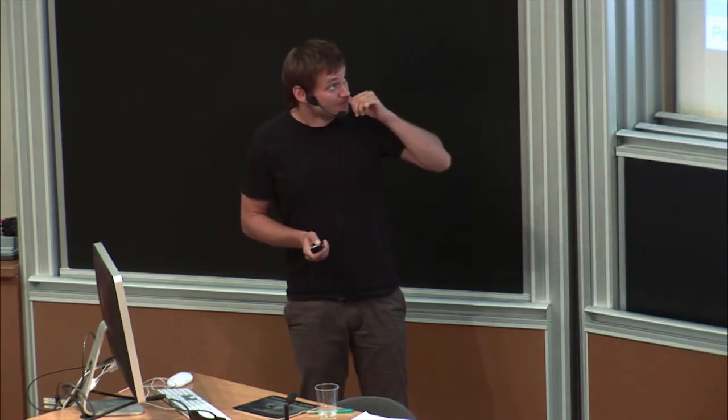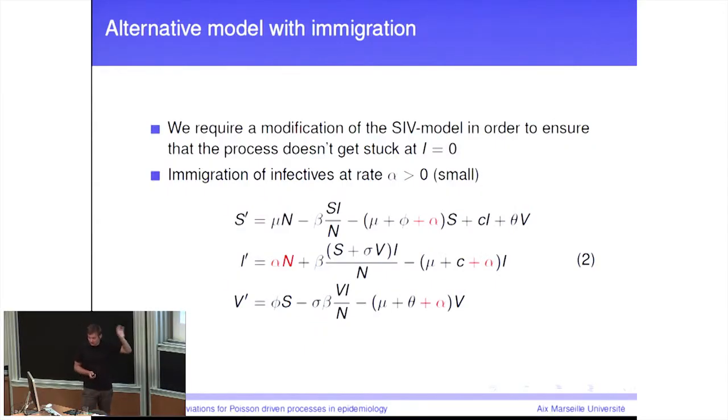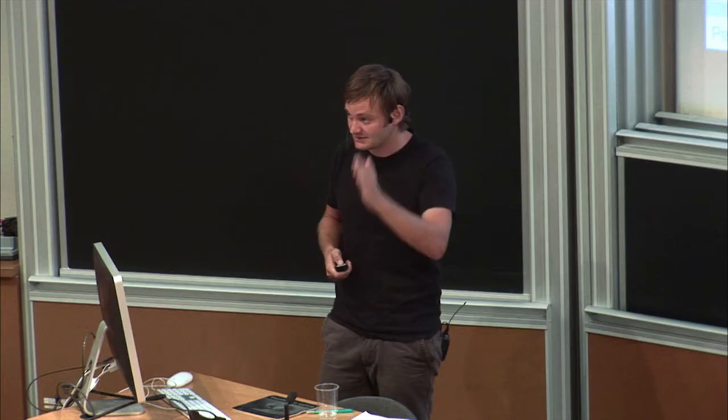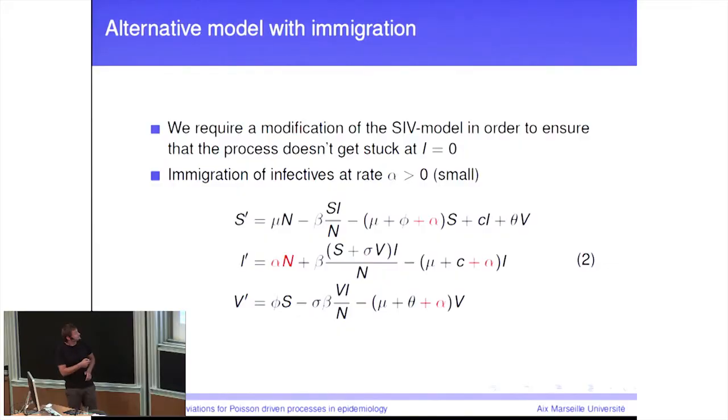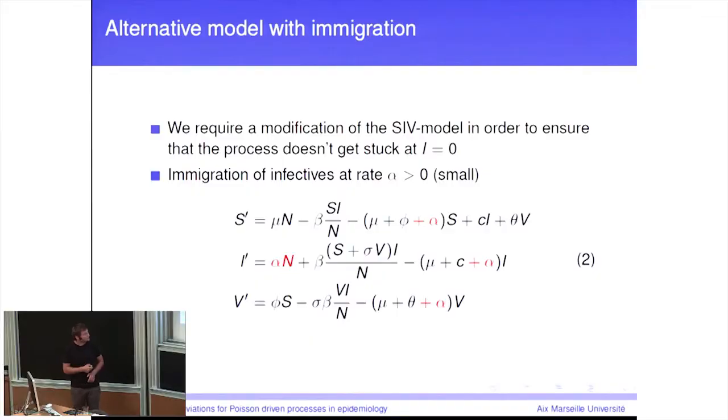Now, for the specific model I've shown you, we need a modification for our theory later on. Our theory doesn't work if the process gets stuck at the boundary. The easiest way to avoid this is to add immigration of infectives, and then we get these red alphas here. In order to keep the population constant, we let people emigrate. This is kind of artificial: we let only infectives immigrate, but everybody else emigrate. You could also let everybody immigrate and emigrate, but this is a bit easier.